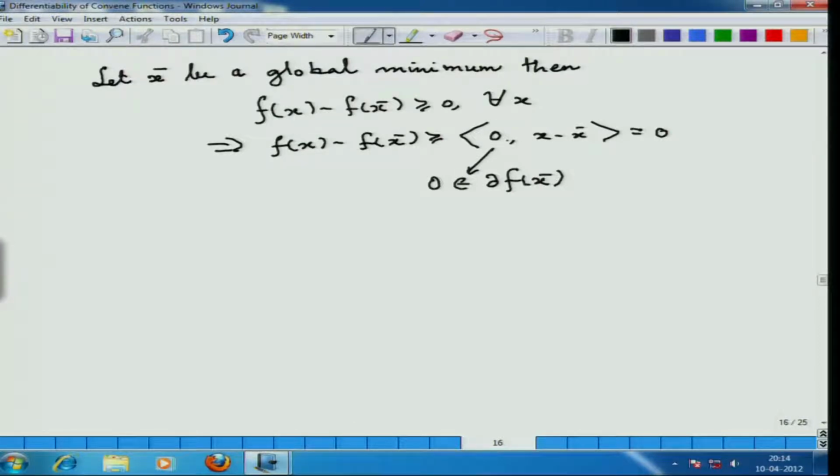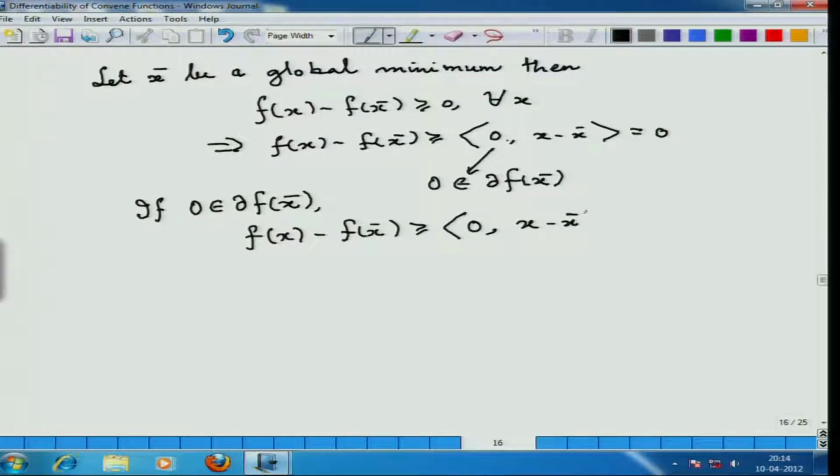Now, I know that if 0 belongs to del f(x bar), by the very definition of a subdifferential, I would have f(x) minus f(x bar) greater than or equal to the inner product of 0 with x minus x bar. So, 0 being the subgradient, this would immediately imply that f(x) is bigger than f(x bar) for all x. This is true for all x in R n, of course.